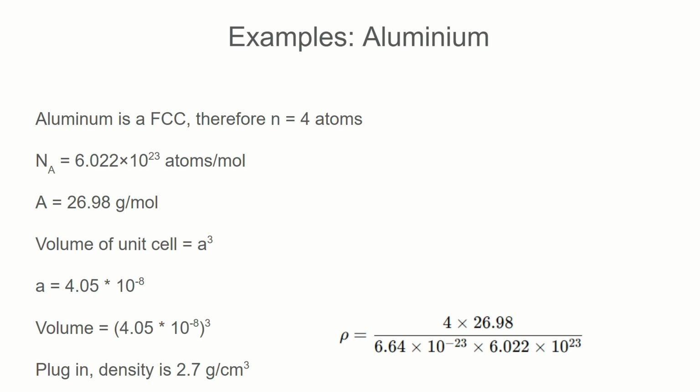cell. So looking at examples again, aluminum is FCC, therefore N equals 4. Na is a constant, 6.022 times 10 to the 23rd. The atomic mass of aluminum is 26.98 grams per mole, found in a table or a periodic elements chart. And the volume of a unit cell is a cubed. a equals 4.05 times 10 to the negative 8th. So plug in all your values and we get that density is 2.7 grams per centimeter cubed.